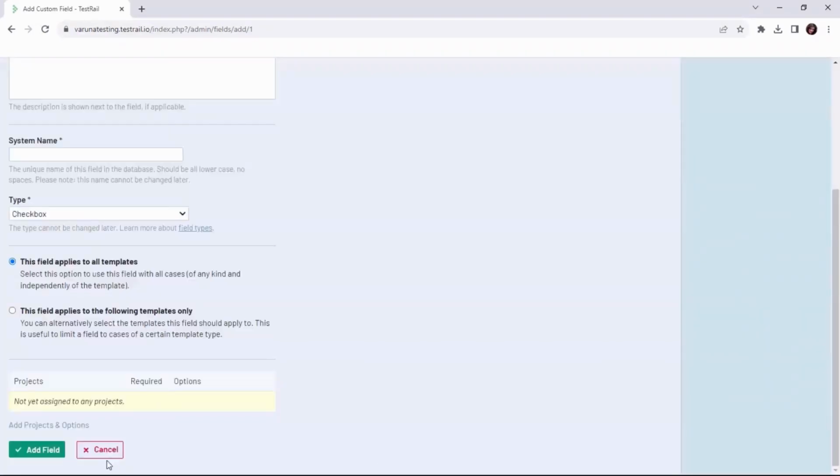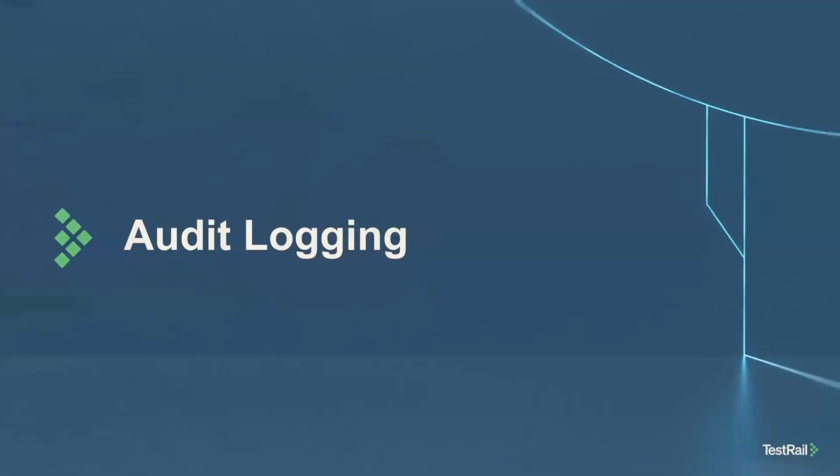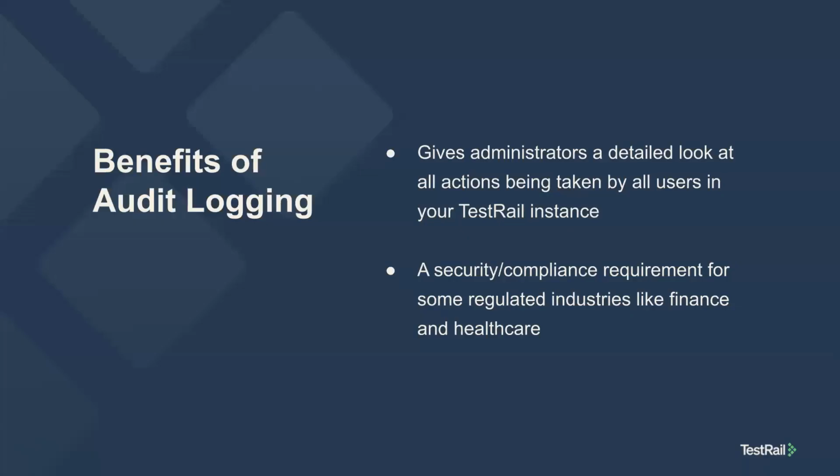This gives you the power to custom tailor the experience for your team within your project without affecting other teams in your organization. The next enterprise exclusive feature we want to highlight is the audit log. Audit logging gives administrators a detailed look at all actions being taken by all users within your TestRail instance to maintain a complete record of entity changes.